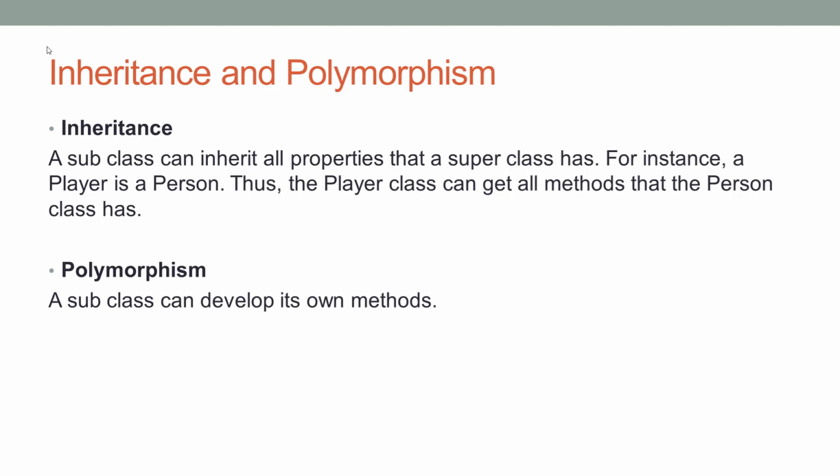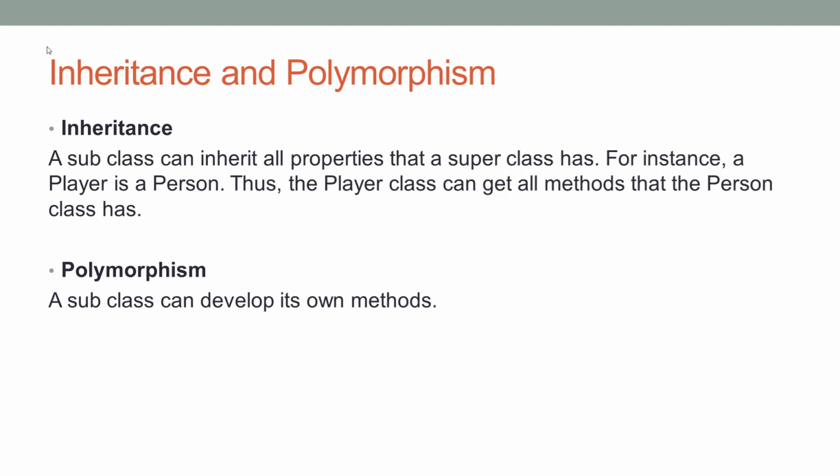Then we have another definition called polymorphism. Polymorphism refers to the fact that a subclass can develop its own methods. Just like a child can inherit the DNAs from his or her parents, but the child will also grow his or her own features. This is the example of polymorphism.